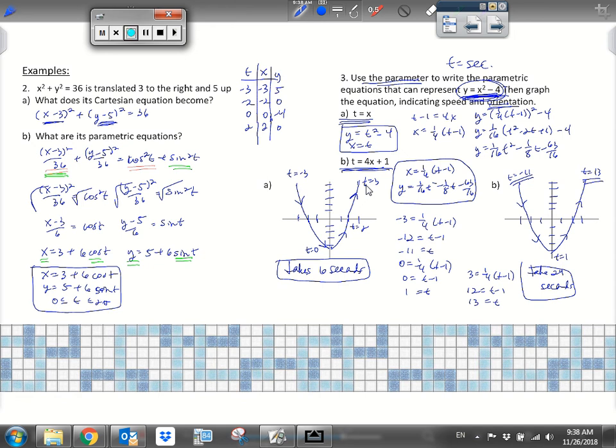Do you think you could find a parametrization that caused it to move even slower than this? I'm sure we could. There's actually an infinite number of different ways that we could parametrize this particular or any Cartesian equation. Okay, how are we? Are we okay?